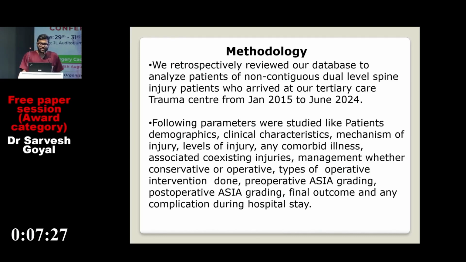We retrospectively reviewed our database to analyze patients with non-contiguous dual-level spine injury who arrived at our tertiary care trauma center from January 2015 to June 2024. The following parameters were studied: demographics, clinical characteristics, mechanism, levels of injury, comorbid illness, coexisting injuries, how the management was done, the type of operative intervention, the ASIA gradings, the outcomes, and any complications.